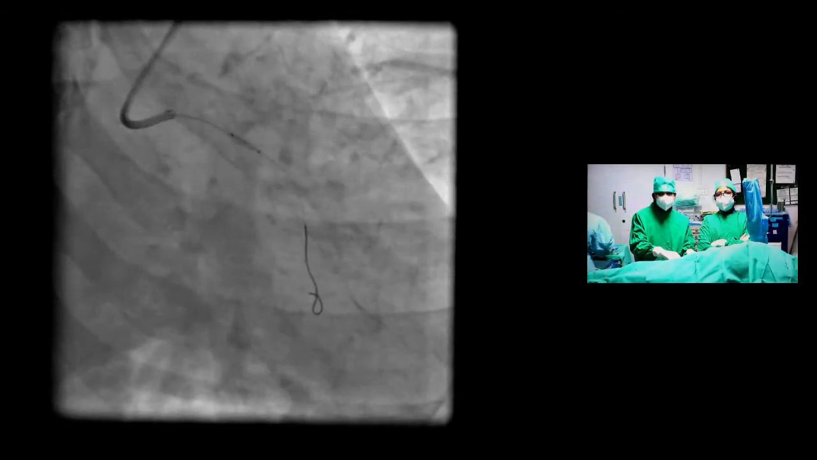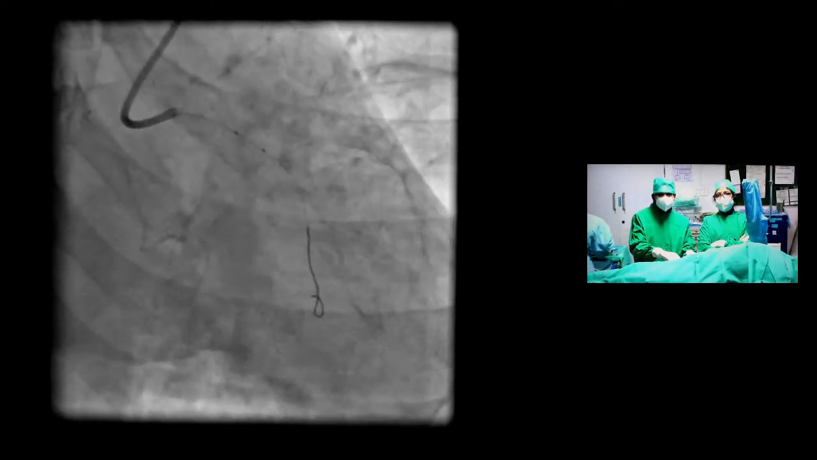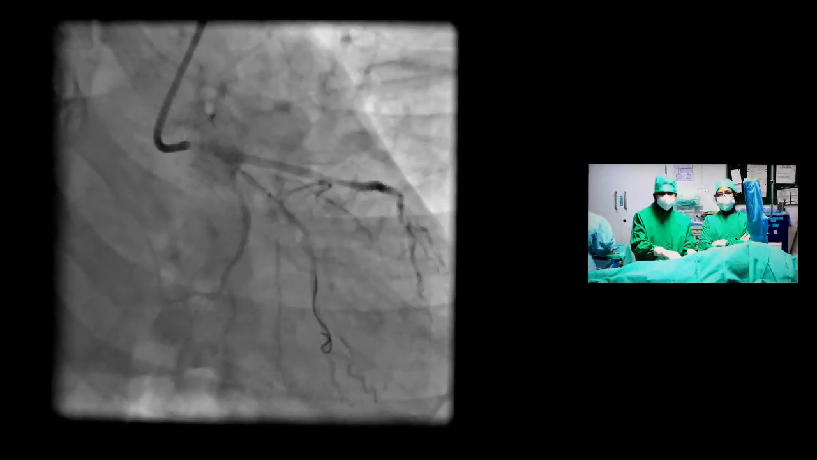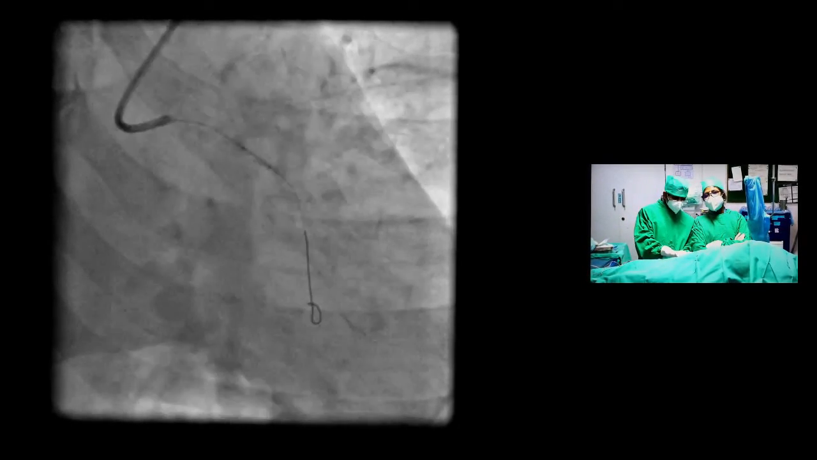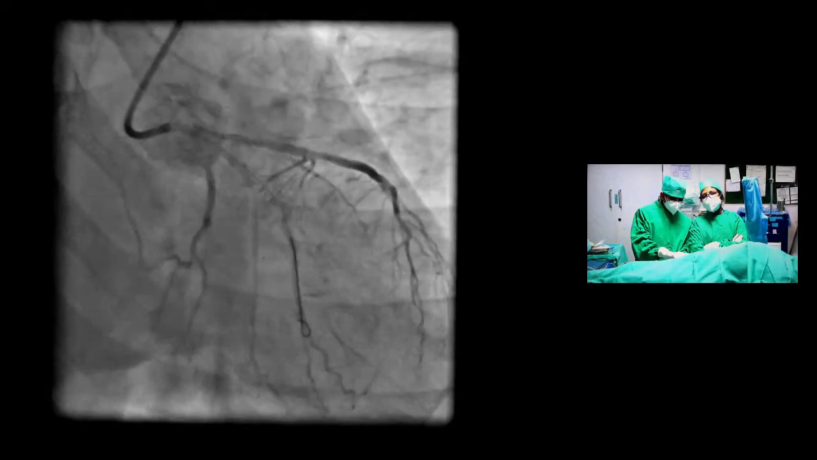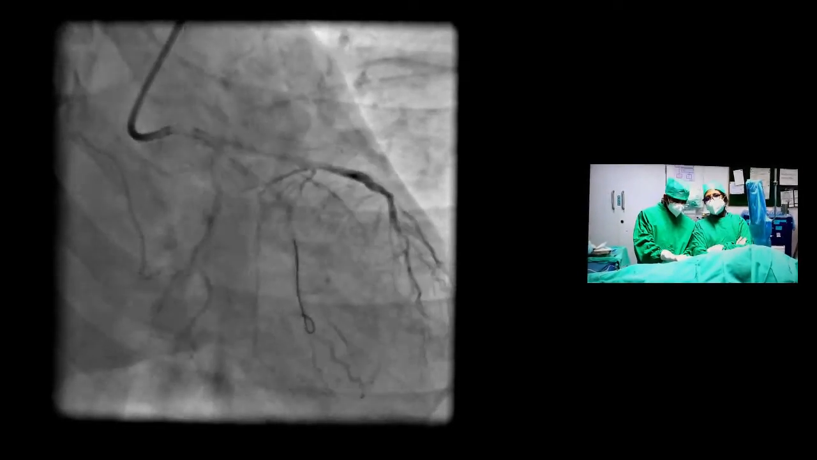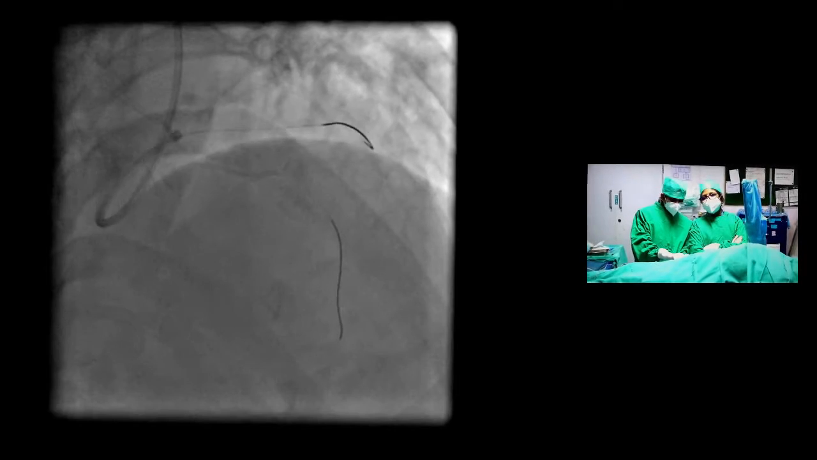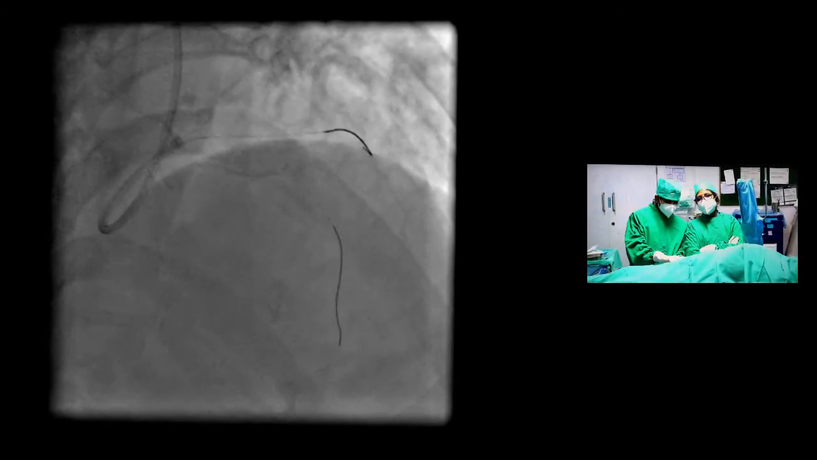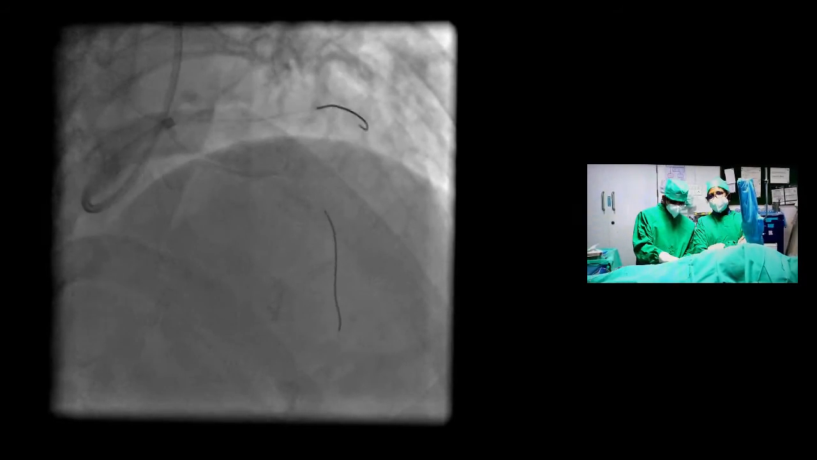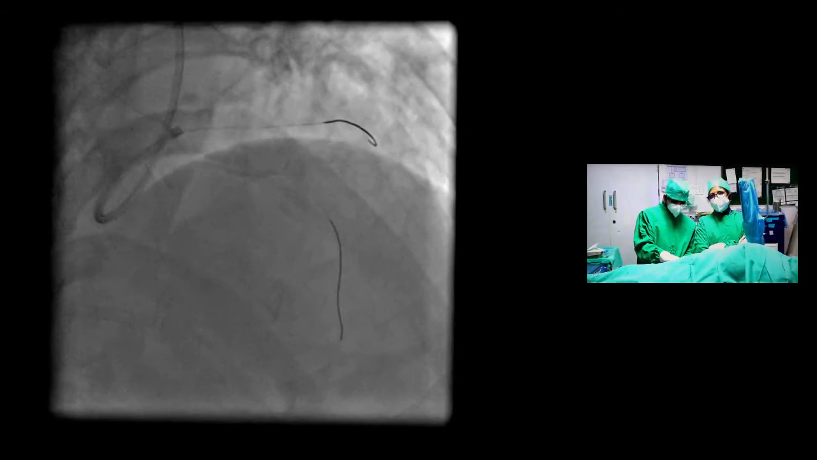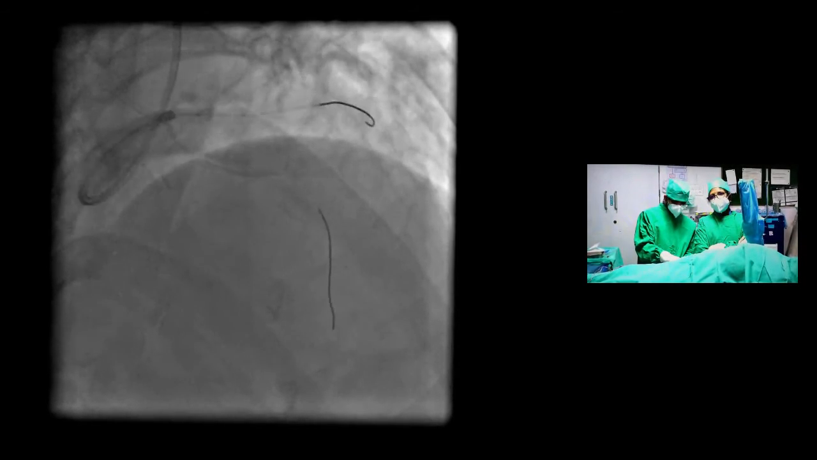So we pre-dilated the circumflex with a 2.0 balloon. It was a non-compliant balloon at 22 atmospheres because already we had a 2.0 wire on the table. After pre-dilatation, we decided to stent the circumflex with a 2.5 x 18 stent from the ostium. As we were stenting from the ostium, we wanted to keep a wire in the LAD. So for that purpose, we kept the RFR wire in the LAD. This could measure the RFR as well as be useful to us when we are stenting the ostium of the LCx.